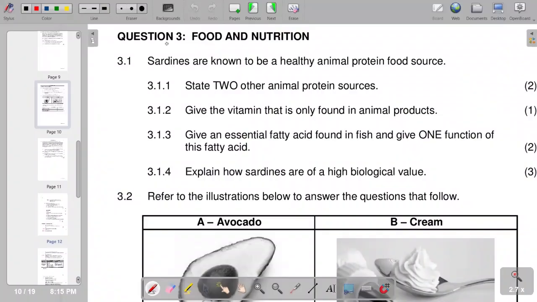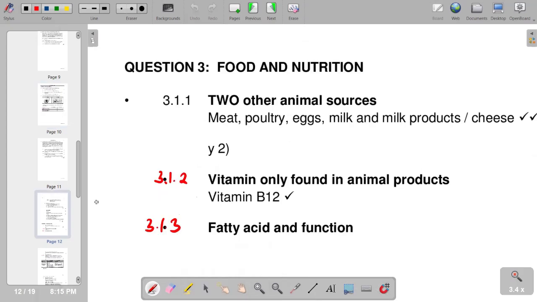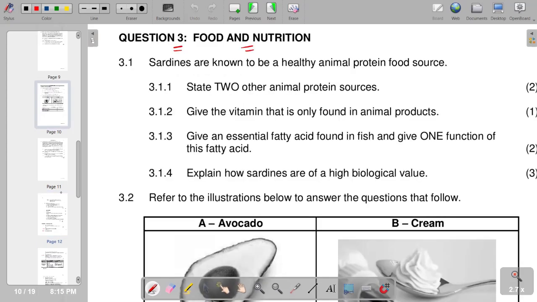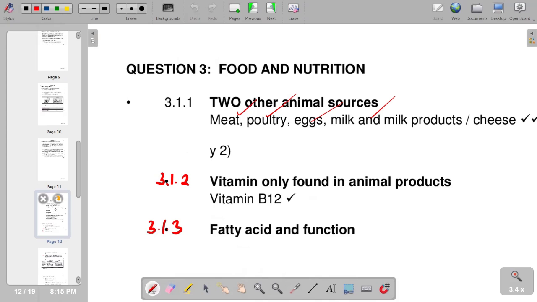Question 3 is on food and nutrition. It reads, sardines are known to be a healthy animal protein food source. 3.1.1, state two other animal protein sources. So we have meat, poultry, eggs, milk and milk products, or cheese. So these are the responses that we have. The second part, give the vitamin that is only found in animal products. That is our 3.1.2. So in that case, we've got vitamin B12.